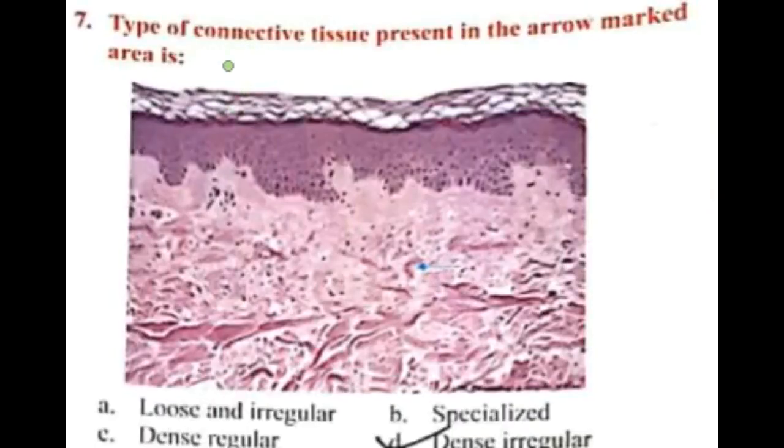Hello friends, let us now learn about this question. Type of connective tissue present in the arrow marked area. So what is the marked area? Select the connective tissue of the arrow marked area. Sorry, this is the arrow, I could not see it. So what is this connective tissue? This connective tissue is actually a dense irregular connective tissue. The marked area is a slide of the skin.